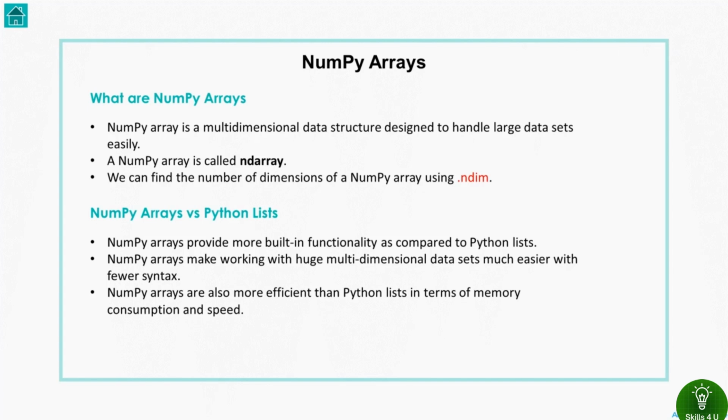In the next few slides, we'll be looking into NumPy arrays and their built-in functionality. NumPy arrays are a grid of values which can be multi-dimensional. A NumPy array is called an ndarray. NumPy arrays can be created using Python lists. The difference between NumPy arrays and Python lists is that NumPy arrays provide more built-in functionality than Python lists, and are also more efficient than Python lists in terms of memory consumption and speed.